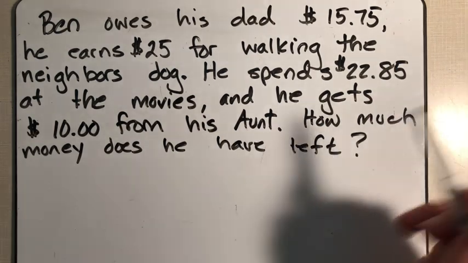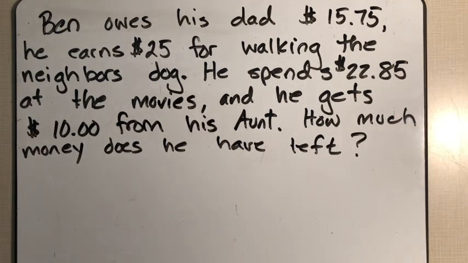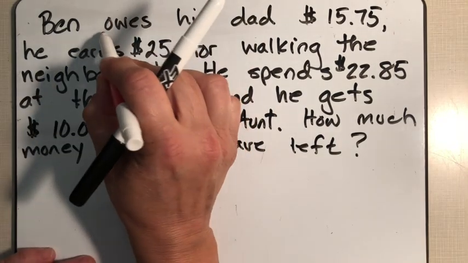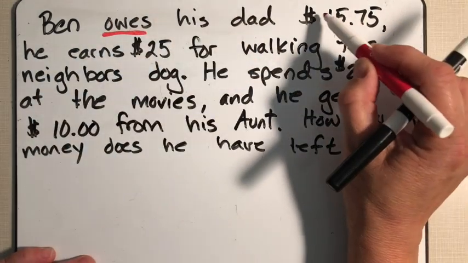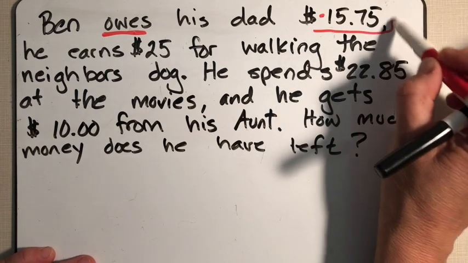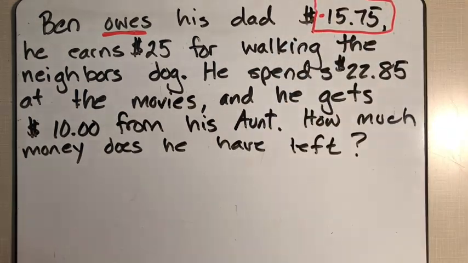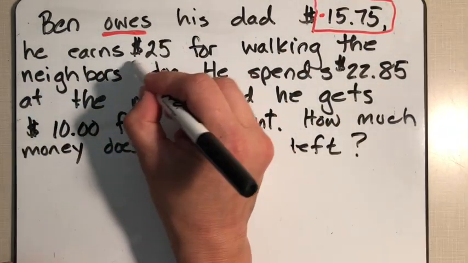So I've got some values in here. I can see I've got the $15.75, but I see that he owes that money. So that's going to be debt. I'm going to think of that as a negative number. He earns $25.